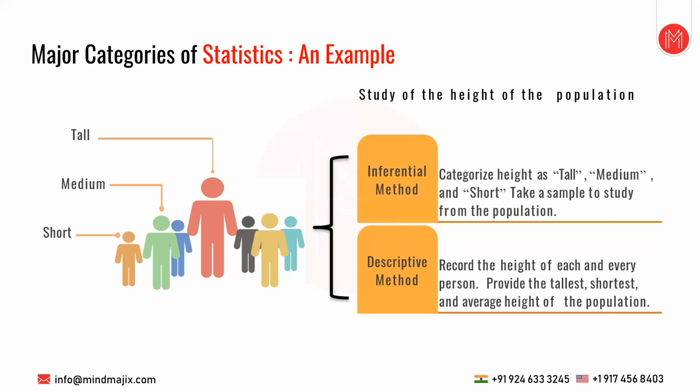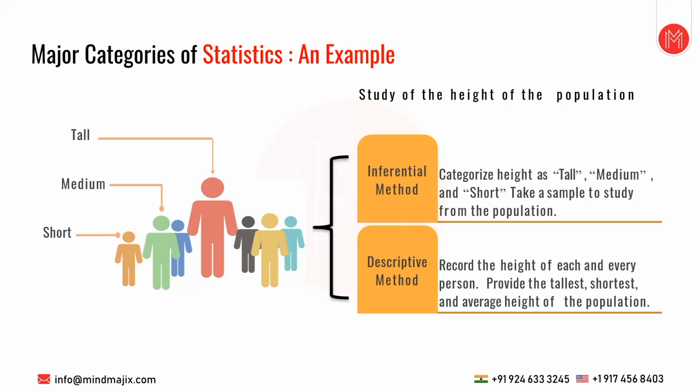Suppose you want to gift all your classmates t-shirts and study the average shirt size of students in a classroom. In descriptive statistics, you would record the shirt size of all the students in the class, and then you would find out the maximum, minimum, and average shirt size of the class. Record the height of each and every person, and provide the tallest, shortest, and average height of the population. So that's how we can distinguish the inferential method and the descriptive method.